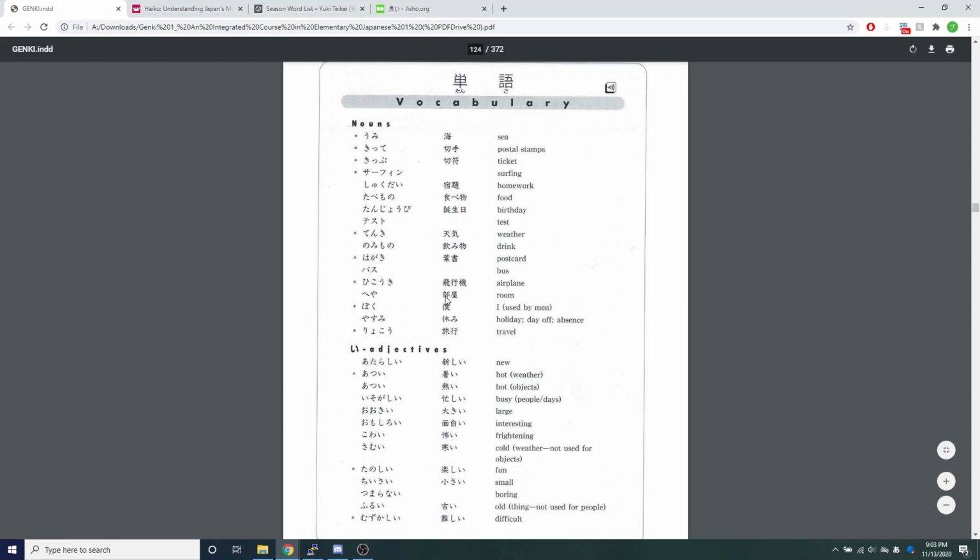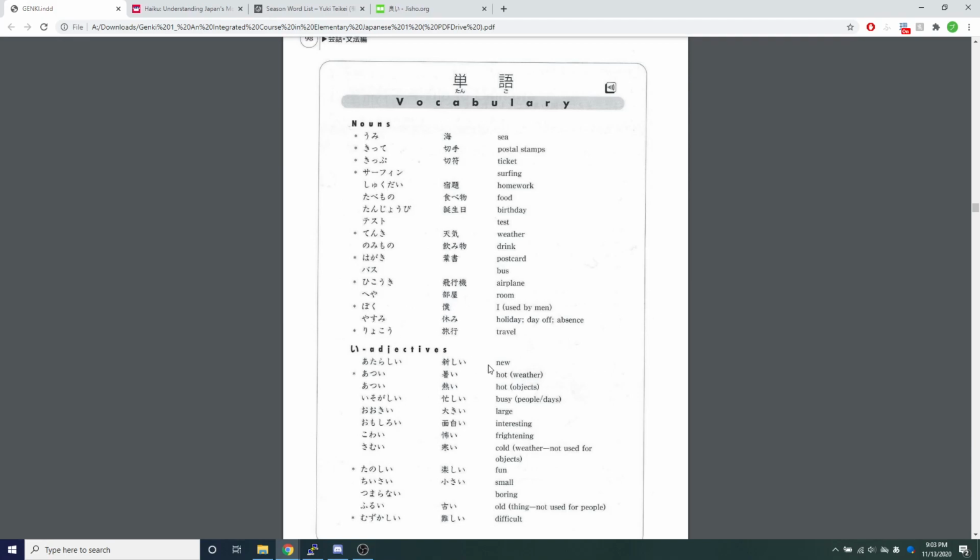Kurasu no heya. Technically, there's a specific word that means classroom, like an instructional room. But you could say Watashi no kurasu no heya wa hiroi desu. My class's room is wide, for example.